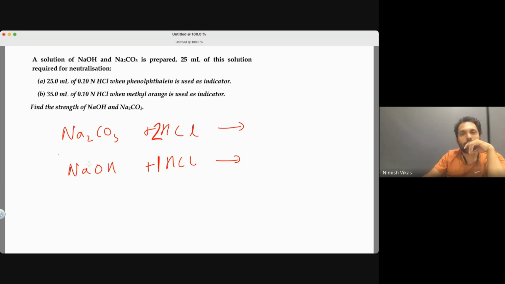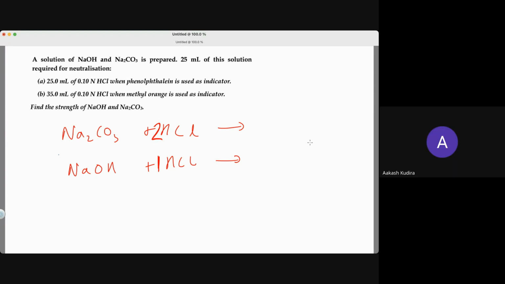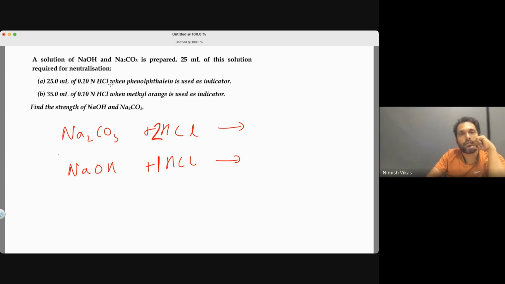So what that means is a mixture of both. If you want to neutralize the whole thing of Na2CO3 as well, then you need 2 moles of HCl. Which means that we need more HCl. So what are you proposing? When we were neutralizing with 25 ml, it neutralized only this, and the remaining 10 ml neutralized that.